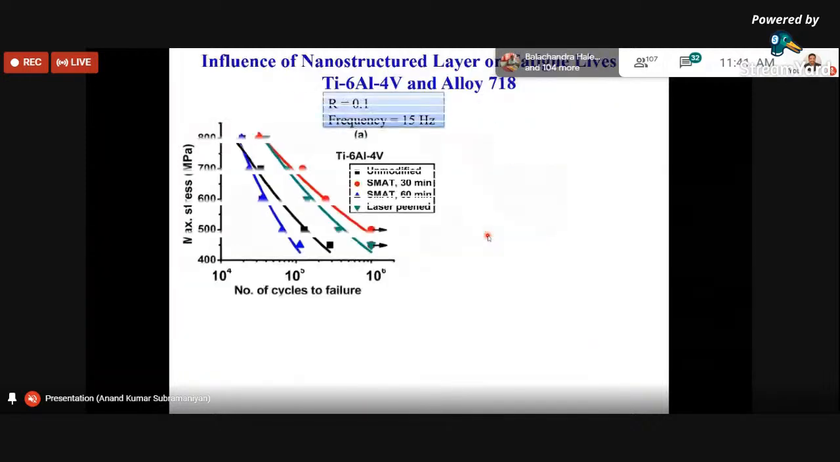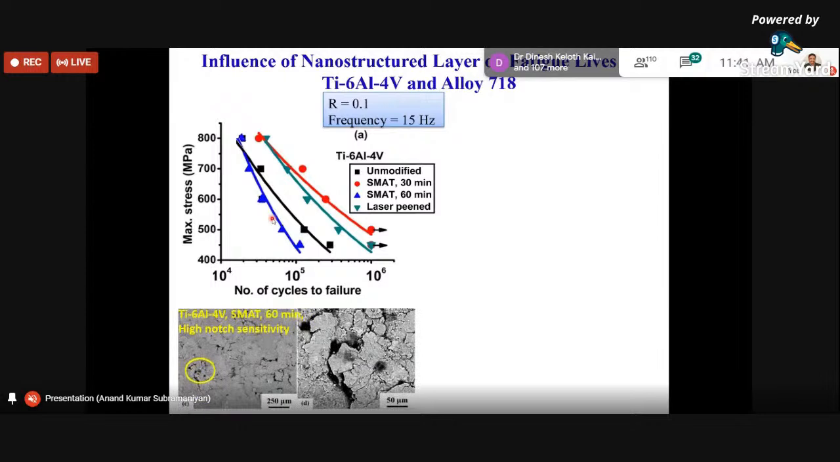And quickly, now this is the comparison. We looked at SMAT and laser peened, and when we compare them for this titanium alloy, we can see that the SMAT treated sample shows better fatigue life compared to laser peened, and of course both show better fatigue performance compared to untreated. But we have already seen the SMAT treated 60 minute sample showing poor performance because of its micro crack generation. This is for titanium alloy, and we have seen this micro crack generation.